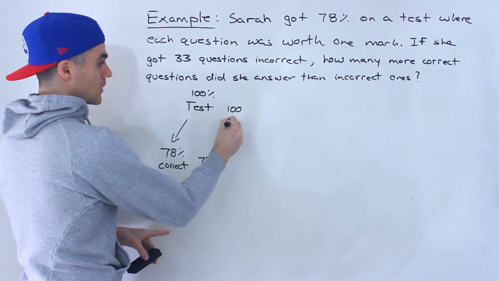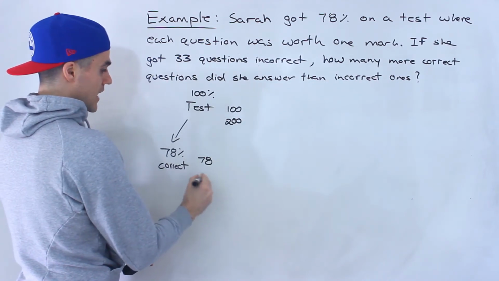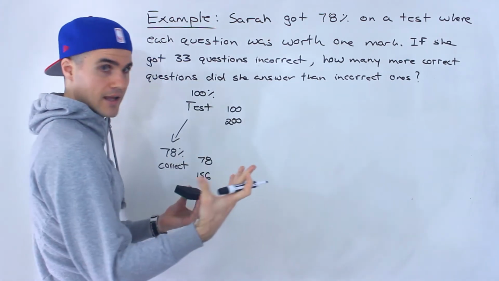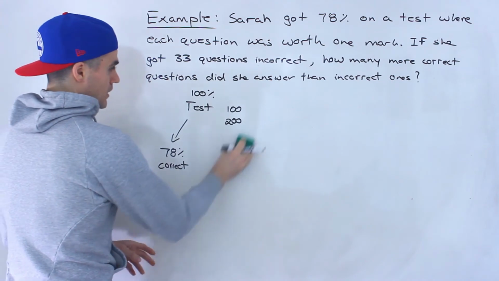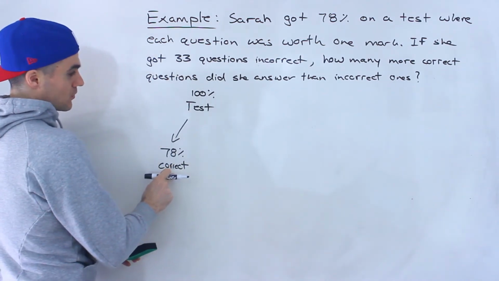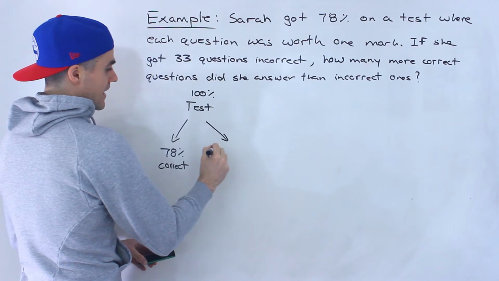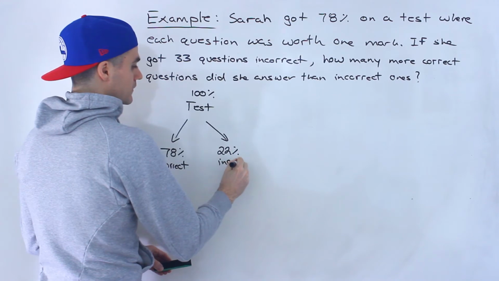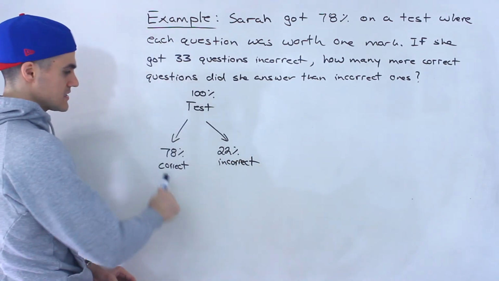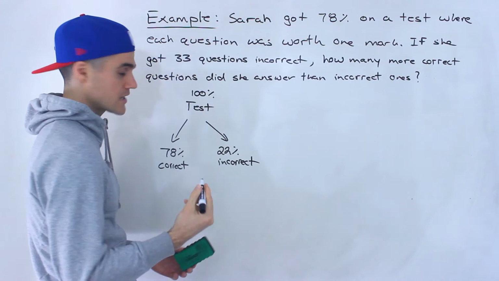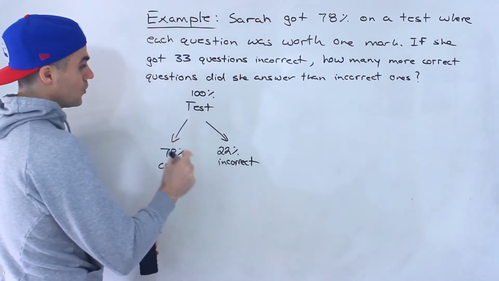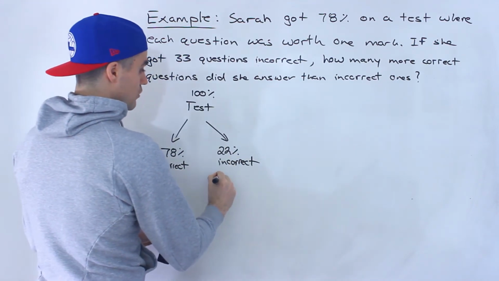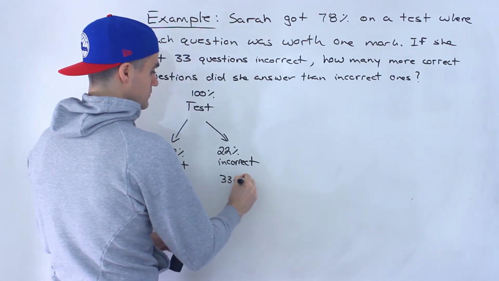Or if there were 200 questions on the test, then that would mean that she answered 156 questions correctly, right? 156 of 200 is 78%. So if she answered 78% correctly, it means that she answered 22% incorrectly. Right? 78% she answered correctly, 22% she answered incorrectly. And we're also told that the number of incorrect questions was 33.